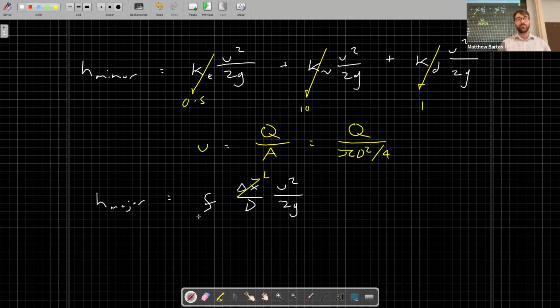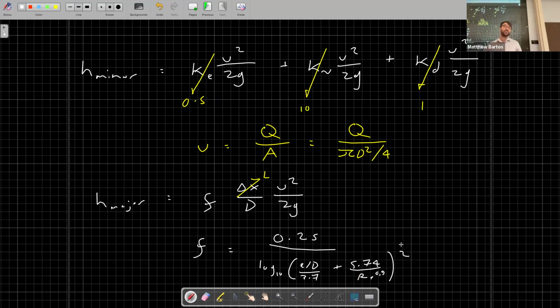You can just use Swamee-Jain for the friction factor. So that's 0.25 over log base 10 of (epsilon over D divided by 3.7, plus 5.74 divided by the Reynolds number to the 0.9 power), all squared. So you can compute both of these without doing any kind of solver stuff. Yes. Reynolds number should be something that you've memorized by this point. So this will be D times U times rho divided by the dynamic viscosity.